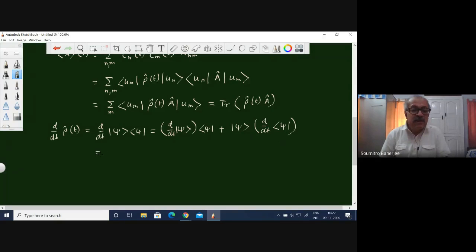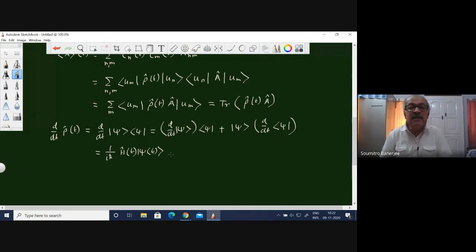Now, this is something that we know from the Schrodinger equation. It is 1 by iħ, 1 by iħ, and the Hamiltonian operating on psi. This time I'm writing the t's because we need to keep in mind that the Hamiltonian can be a function of time.